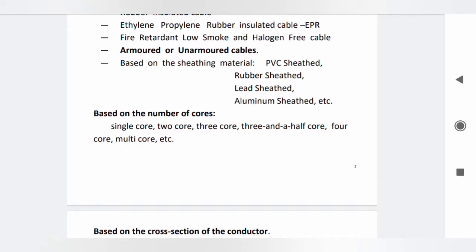Cable can also be further divided based on number of cores. It can be single core cable, 2-core cable, 3-core cable, 3.5 core cable. Generally in a 3.5 core cable, the half core is used for earthing purpose, protective earthing purpose. It can also be 4-core cable and multi-core cable. And multi-core cable is generally used in control cable or signal cables.